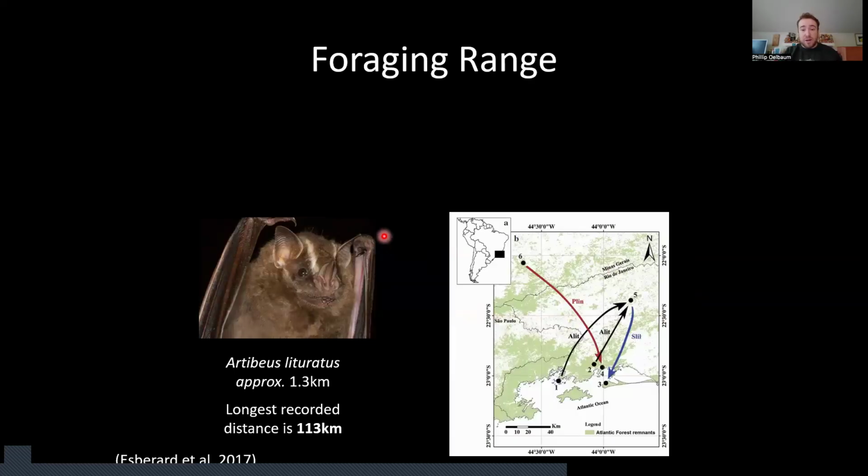So this is a record of Artibeus lituratus, really sort of a fortunate record where they were permanently marked in Brazil. And then they were being recaptured hundreds of kilometers away. So even though the typical home range size of Artibeus lituratus was about 1.3 kilometers, as I said, this bat was caught 113 kilometers away from where it was originally found. So when we think about this in terms of their foraging area, this aspect of their niche, we really need to consider how flexible these animals can be in terms of their movements.